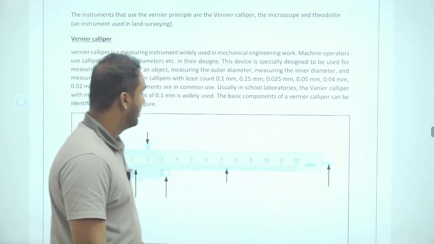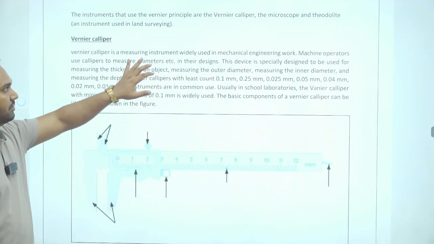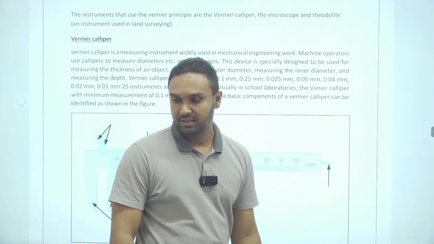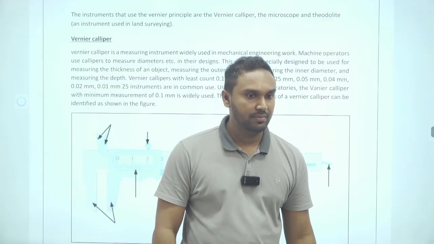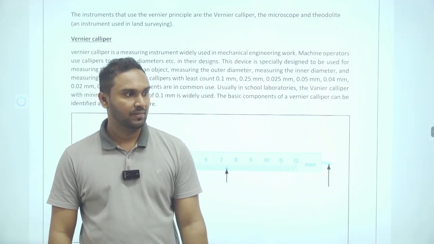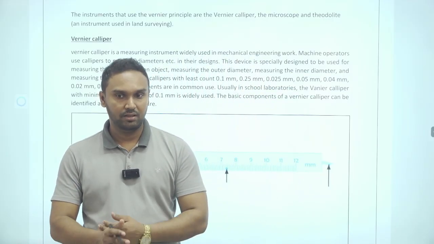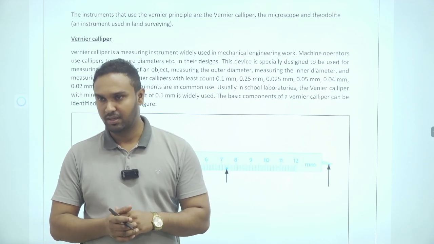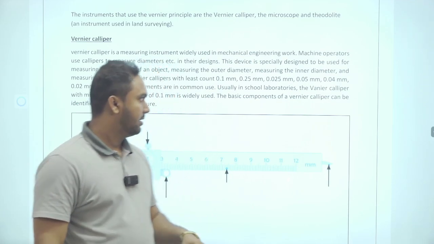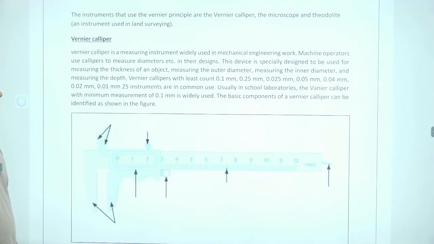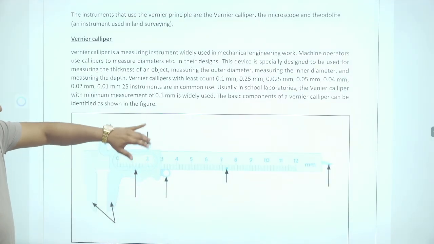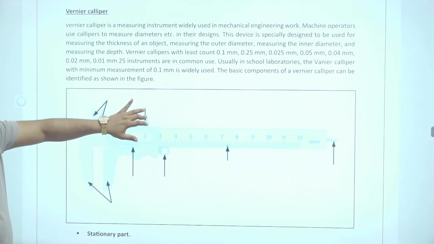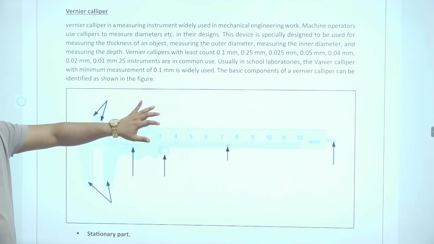Today's session is about the parts of the vernier caliper and how you use a vernier caliper. I'll be giving you the vernier calipers, and you'll be taking a few of the measurements by yourself. Now listen. This is the vernier caliper. We already discussed this. These are the parts we have to label.